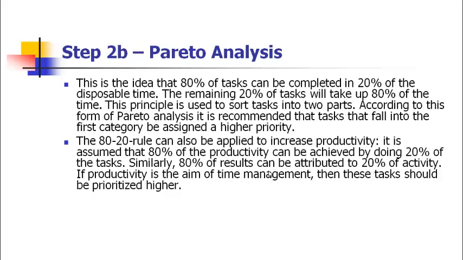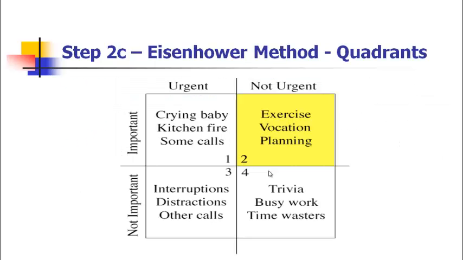Okay, so you need to figure out clearly what those activities are, and then try to remove them, so that way you will be able to achieve a much higher productivity in your organization. That is the point I'm trying to make about Pareto analysis. Let's move on to the Eisenhower method.